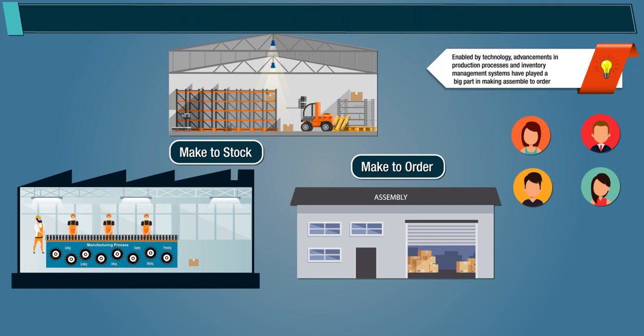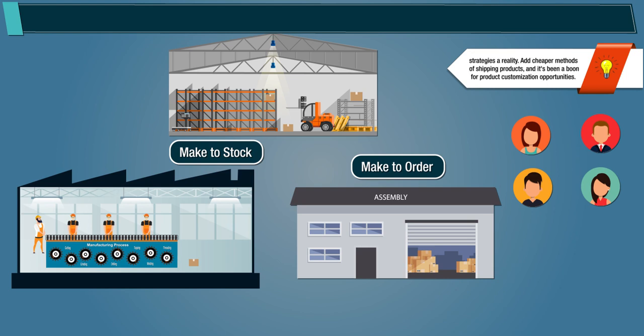Note: enabled by technology, advancements in production processes and inventory management systems have played a big part in making assemble-to-order strategies a reality. Add cheaper methods of shipping products, and it's been a boon for product customization opportunities.